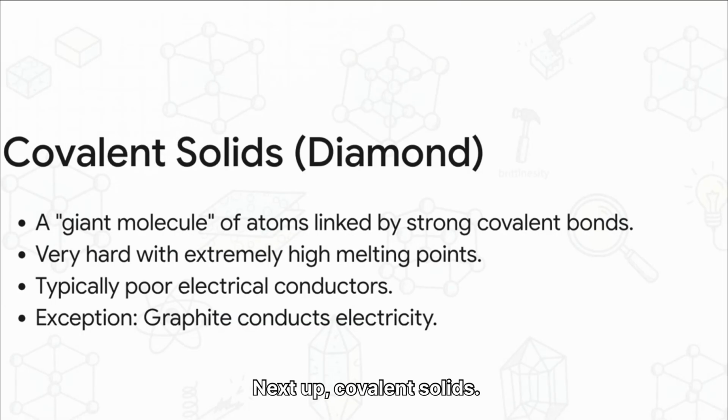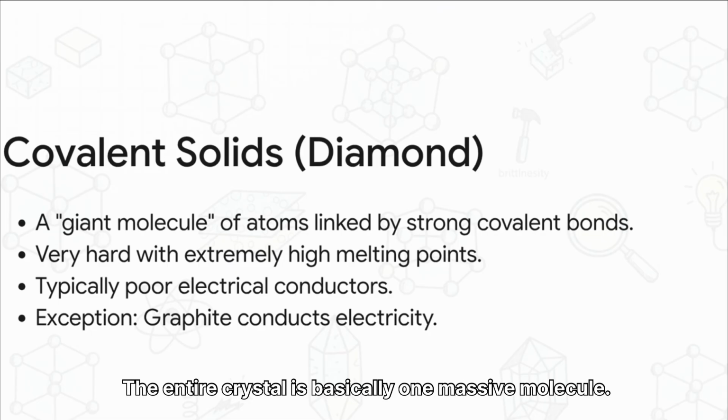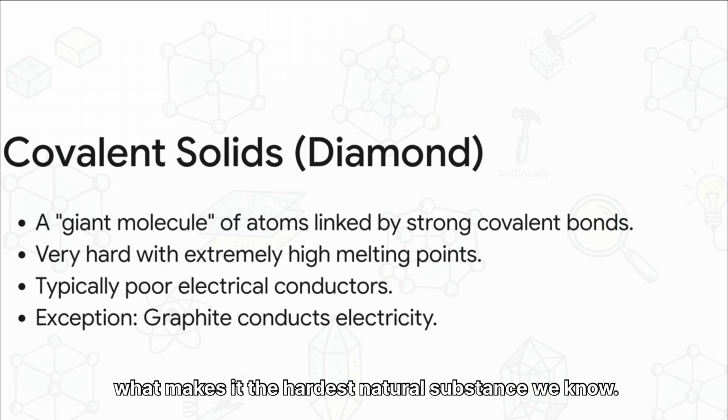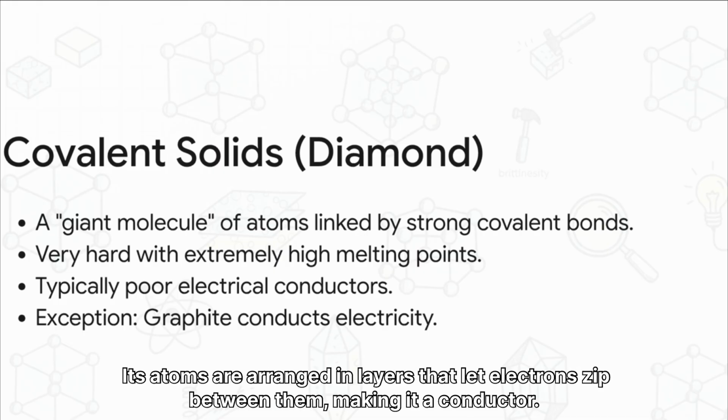Next up, covalent solids. Diamond is the poster child for this family. The entire crystal is basically one massive molecule. Every single carbon atom is bonded to four others with incredibly strong bonds, and that's what makes it the hardest natural substance we know. Most are insulators, but then you have graphite, the black sheep of the family. Its atoms are arranged in layers that let electrons zip between them, making it a conductor.